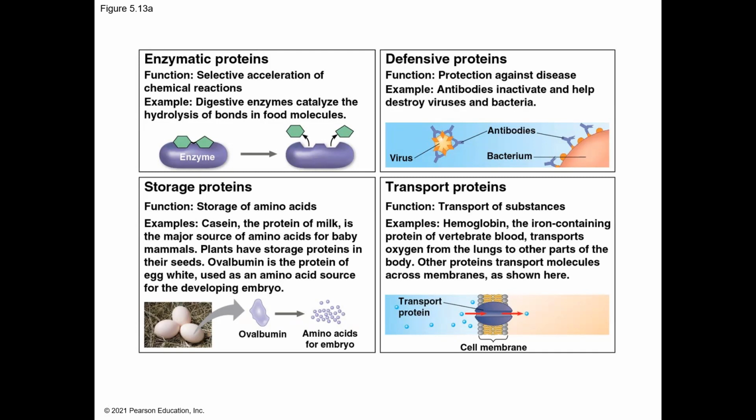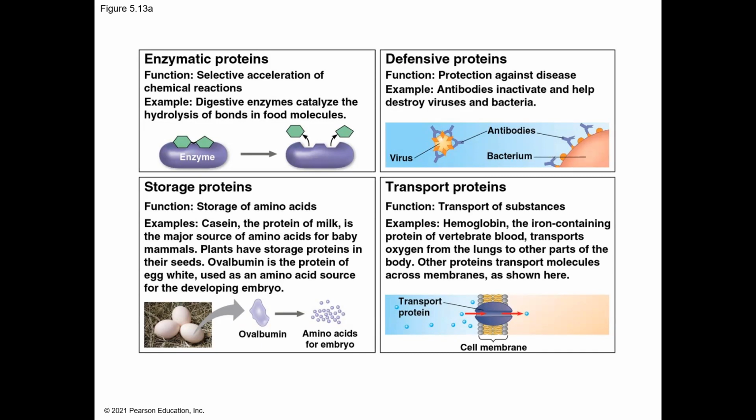Storage proteins. They store amino acids, which is a storage of energy. An example is casein, the protein in milk. It's a major source of amino acids for baby mammals. Plants have storage proteins in their seeds. Albumin is the protein in egg white, used as an amino acid source for the developing embryo. These are just a few examples of the many storage proteins that exist.